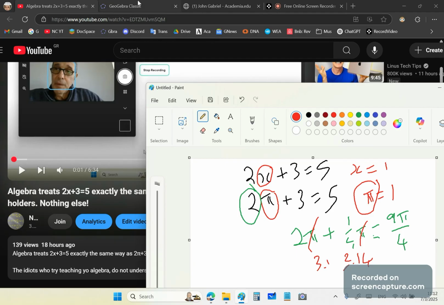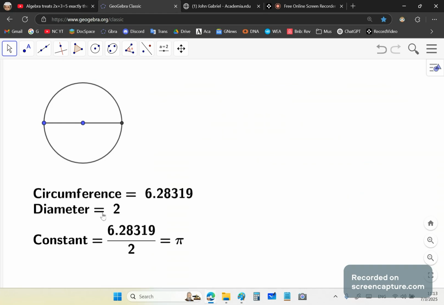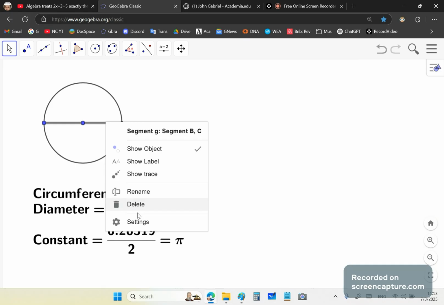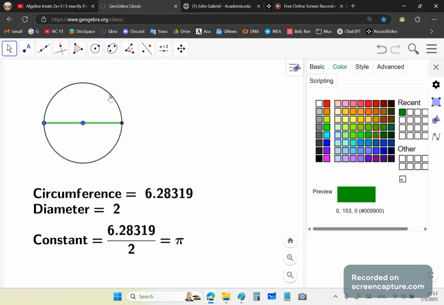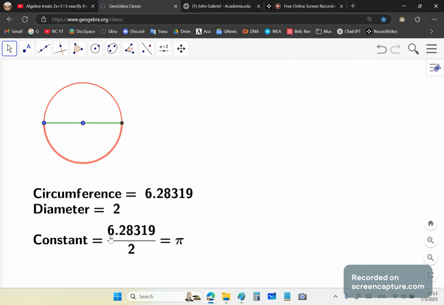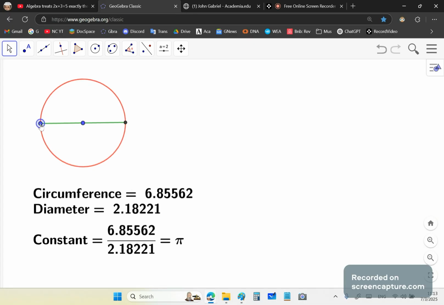Now, what does this all mean? What does pi mean, by the way? So look, the value of the diameter, this line here, let's make that green, and let's make this red. I wanted to get the length like that. Now, we can see from this diagram that the circumference is 6.85562 and the diameter is 2.1 something.